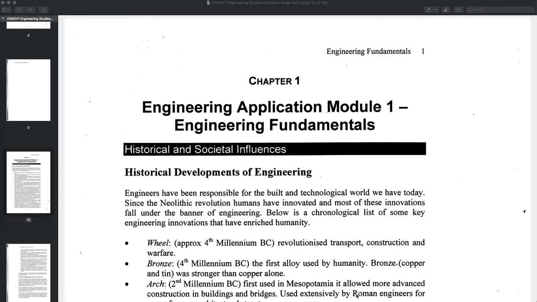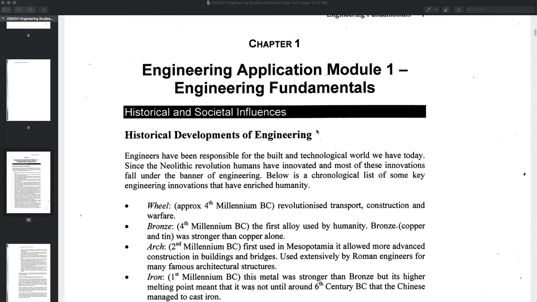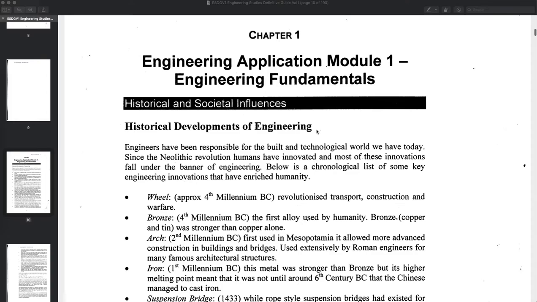Going through the first chapter of Engineering Studies, the Definitive Guide, Volume 1, Second Edition. This is not the current edition, but this book by Paul Copeland I think is an excellent book, and I'd recommend it to anyone. It covers effectively the first chapter of the first term of the Year 11 course. It's broken into 4 sub-chapters.